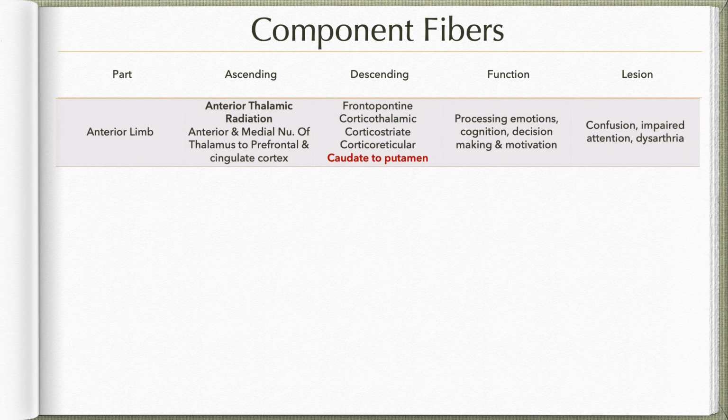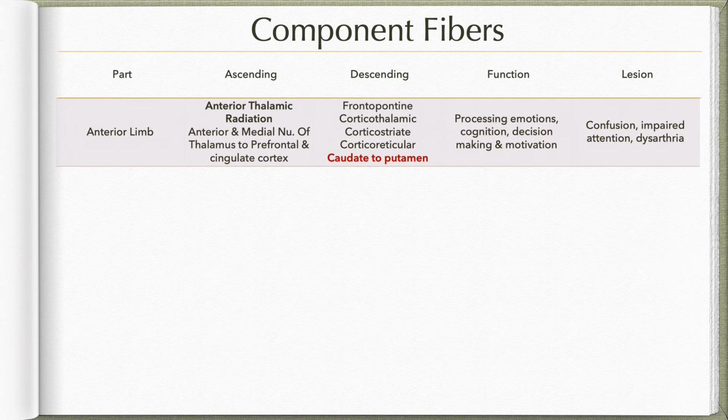In the anterior limb, the ascending fibers include anterior thalamic radiation. These are the fibers which are starting from the anterior and medial nucleus of thalamus, and they are reaching the prefrontal and cingulate cortex. Descending fibers include frontopontine fibers, corticothalamic fibers, corticostriate fibers, and corticoreticular fibers. In addition to ascending and descending fibers, we also have some of the horizontally running fibers in the anterior limb which connect caudate nucleus medially and the putamen laterally.